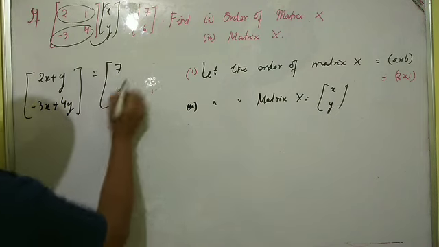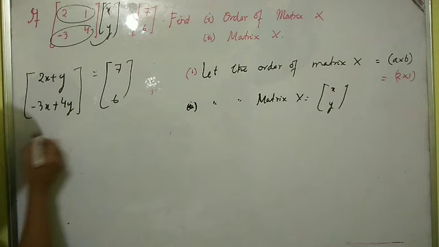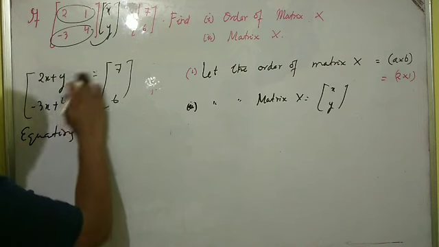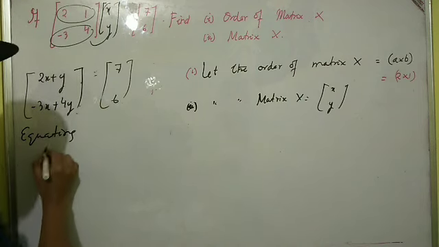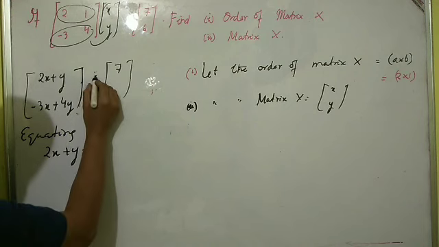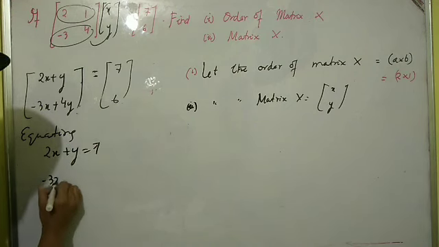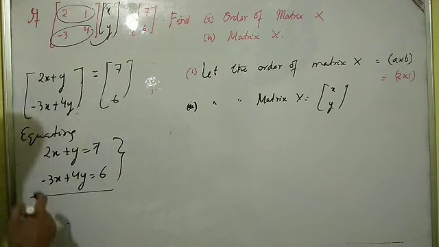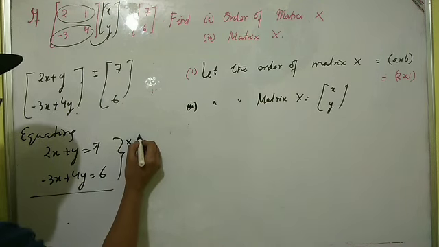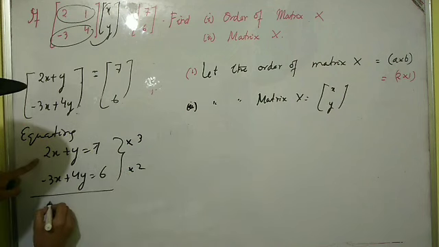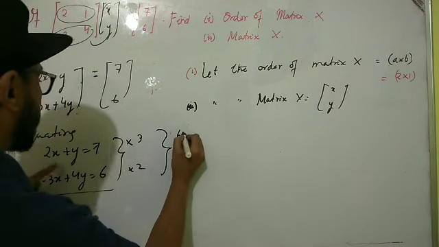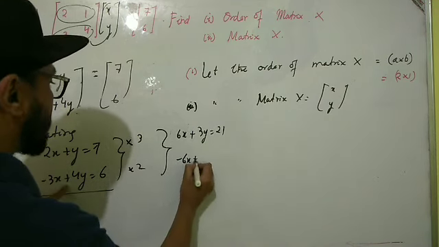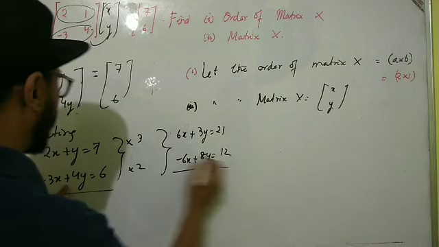Alright, now if you look at this one, 2, 1, 2, 1. So we can easily equate the elements on both sides. Then we can directly write 2x plus y is equal to 7. And minus 3x plus 4y is equal to 12. Now we can solve it simultaneously to find x and y. So let's multiply this with 3, and let's multiply this with 2. So 6x plus 3y is equal to 21, and minus 6x plus 8y is equal to 12. Alright, so 3 sevens are 21, 2 fours are 8, and 2 sixes are 12.